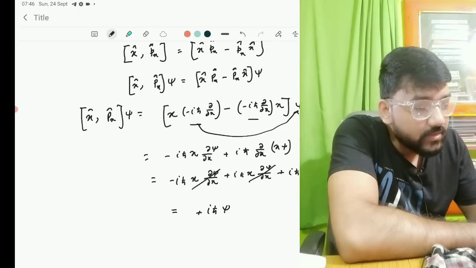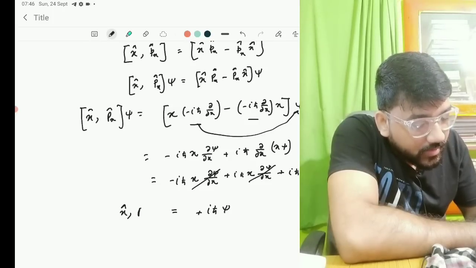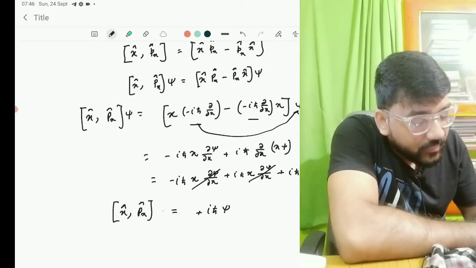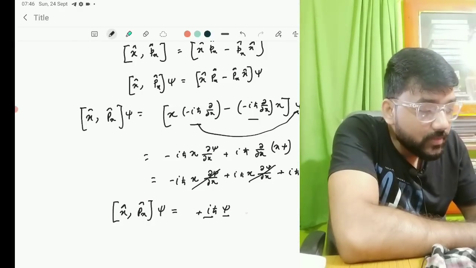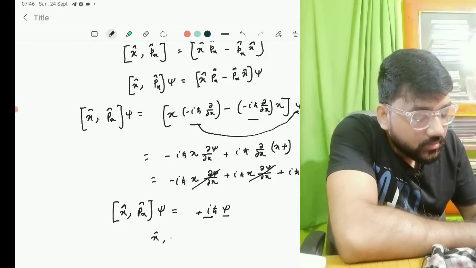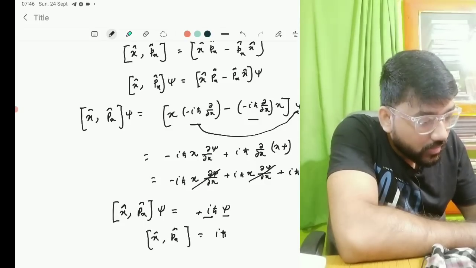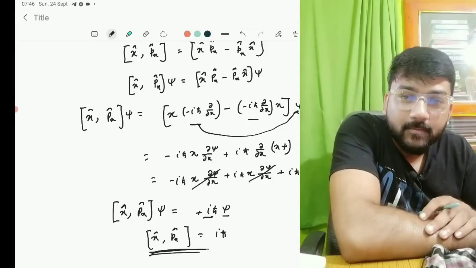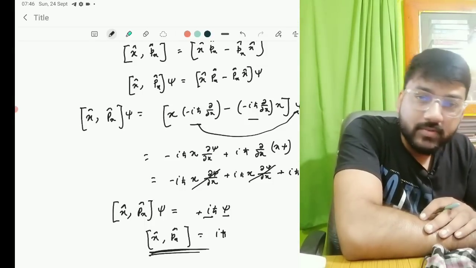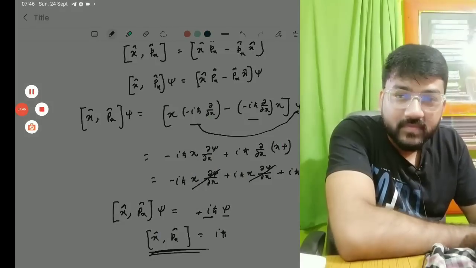So from these calculations, if you compare the left hand side and right hand side, then you can see the commutator of x with p x operates on psi, and on the right we have i h cross multiplied by psi. So if you compare both sides, you can write that the commutator of x and p x cap is simply i h cross. Okay, so this is the commutation relation between position and momentum. We will discuss more about this commutation relation in the next class. Okay, for today this is enough. Thank you.